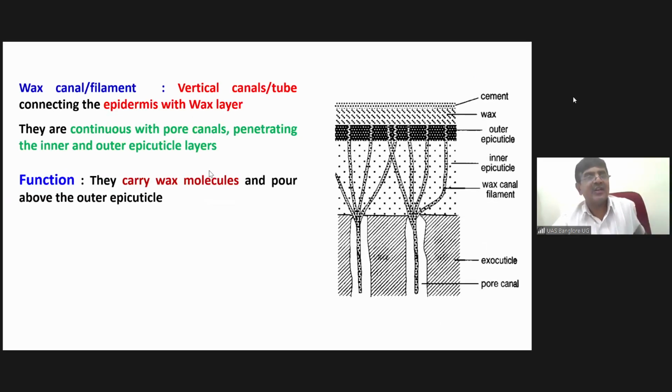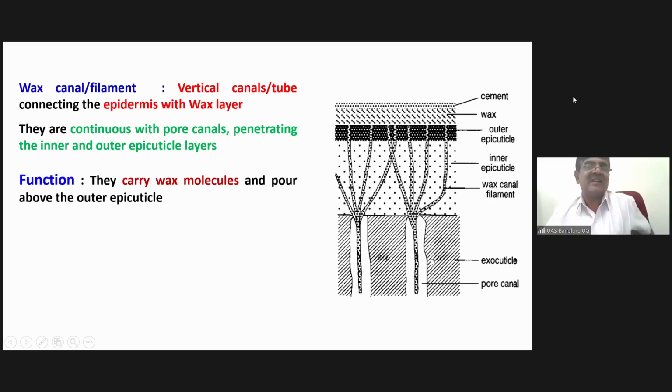Apart from pore canals, you may also find some wax canal filaments. As you see in the diagram, this white area is the pore canals. The pore canals are connected by the wax canal filaments. That means the wax canal filaments are inserted into the pore canals. As you see in the diagram, this is the wax canal filament.